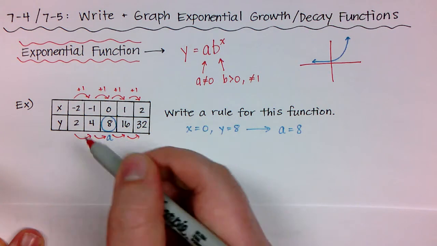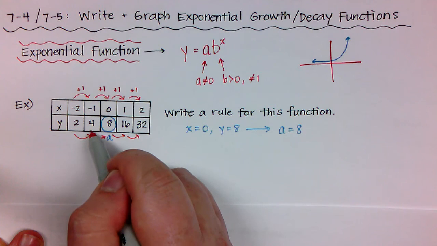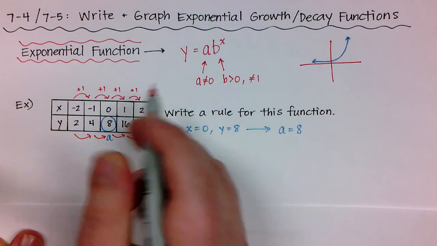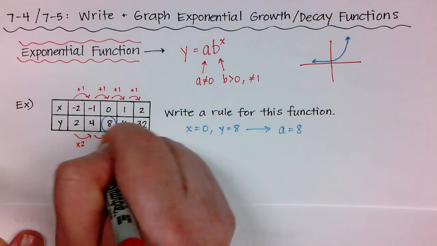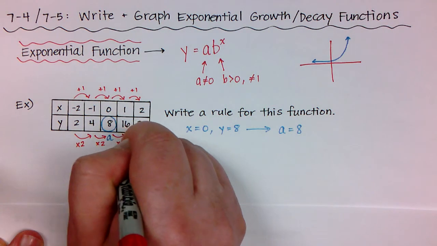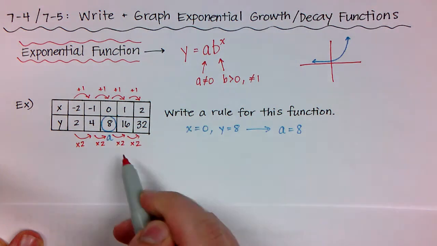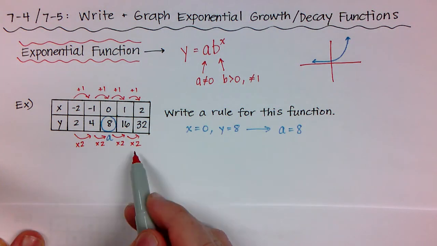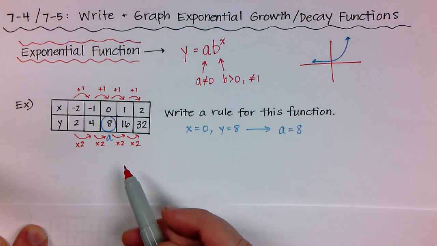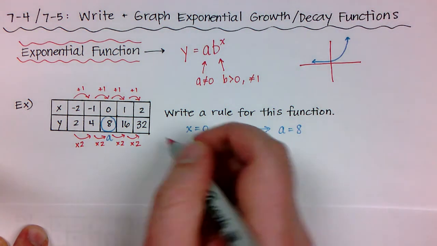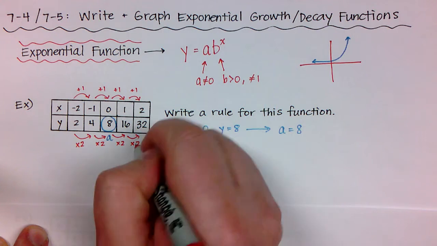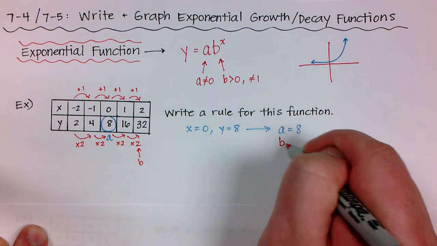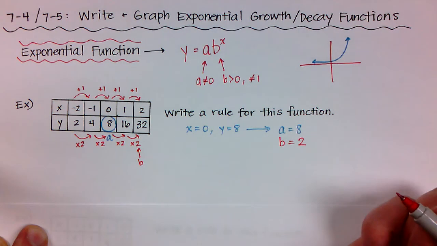Now, to get from 2 to 4, it looks like I'm adding 2, but then that doesn't work for 4 to 8, or 8 to 16, or 16 to 32. But it does look like I'm multiplying by 2 every time. And this right here is the hint that you are dealing with an exponential function, if you're multiplying on the bottom instead of adding or subtracting. So this number right here is actually going to tell us what our b is. So the b is going to be 2.